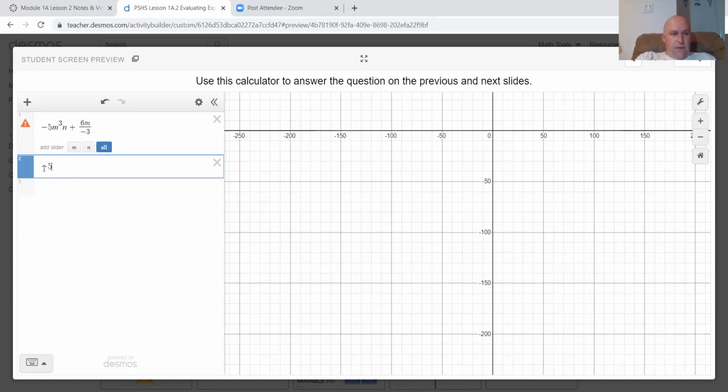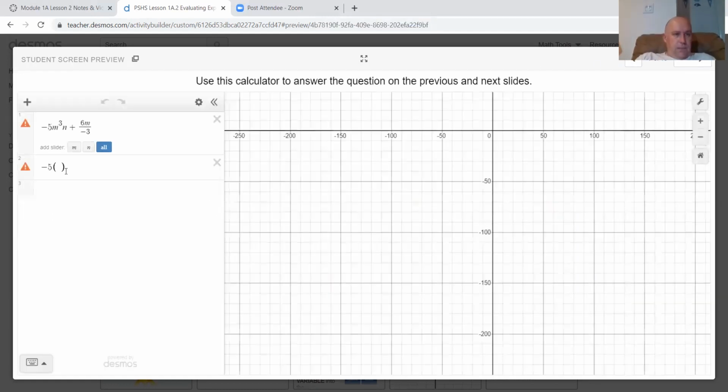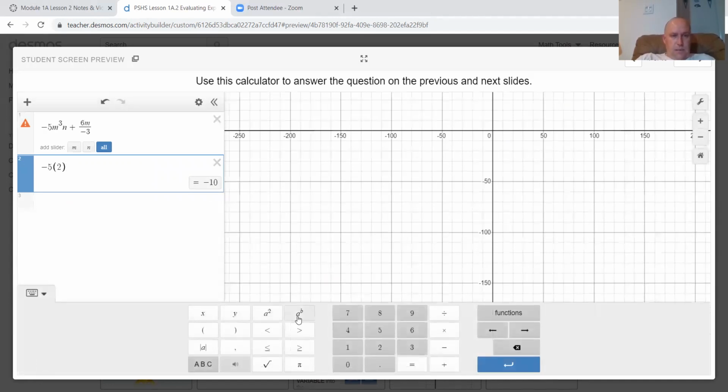I showed you before. So if I use the parentheses and I substitute in, I already forgot what m is, m is 2. So where it says m, I'm putting in 2. And I'm going to do to the power of 3, like it says in the question. So to the power of 3. And then n, I have to put that in parentheses as well. That was -3 plus 6m.